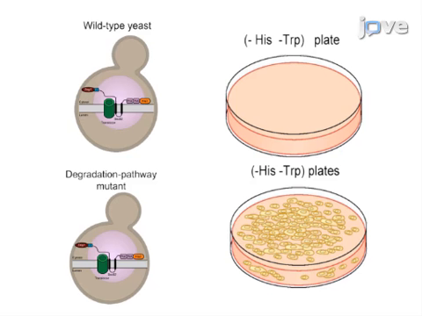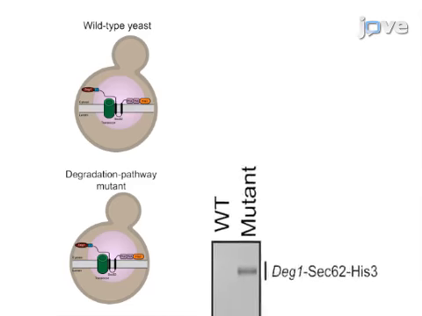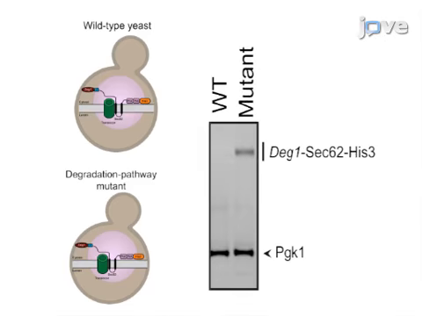plates. The plating assay provides a convenient indicator of protein stabilization on the basis of yeast cell growth. In order to biochemically confirm differences in protein abundance, wild-type and mutant cells harboring the fusion protein are lysed via a rapid and efficient protein extraction method for Western blot analysis.